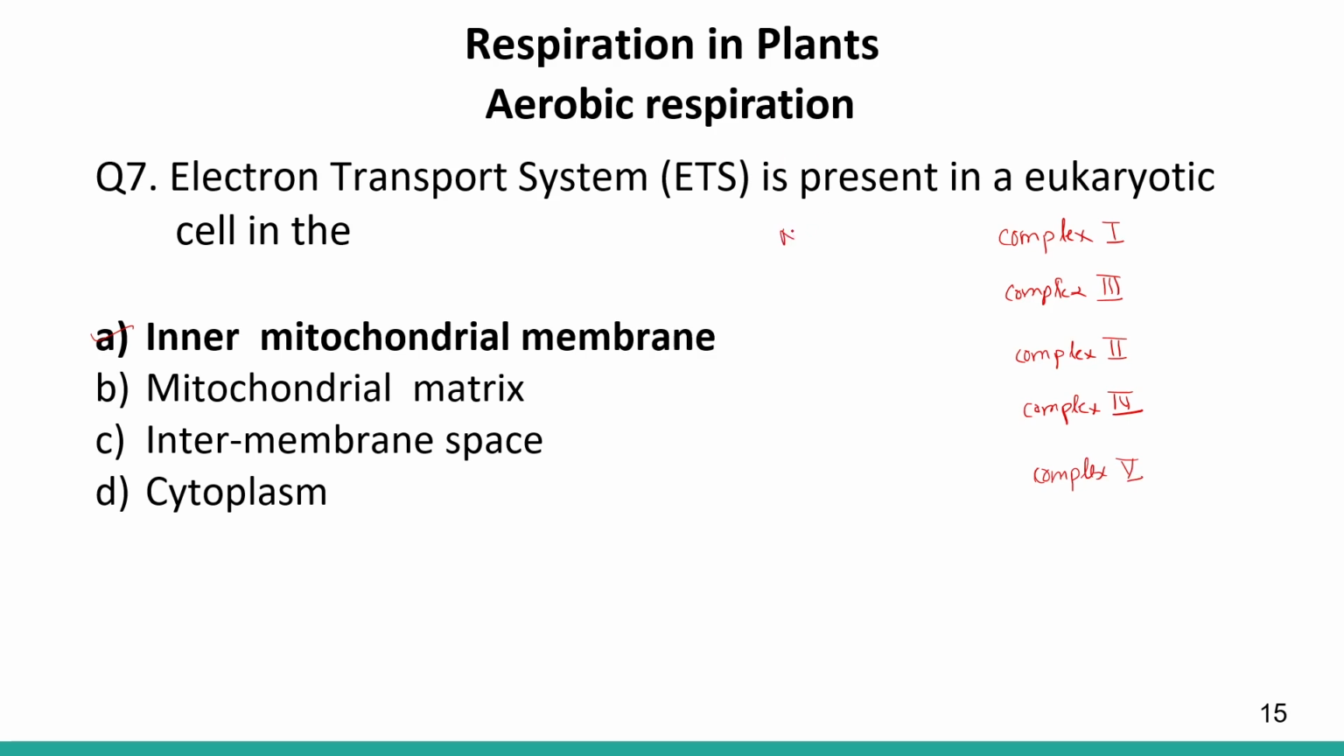Complex 1 is known as NADH dehydrogenase. Complex 2 is known as succinate dehydrogenase. Complex 3 is known as cytochrome BC1, and complex 4 is known as cytochrome C oxidase. And complex 5 you already know is known as ATP synthase.